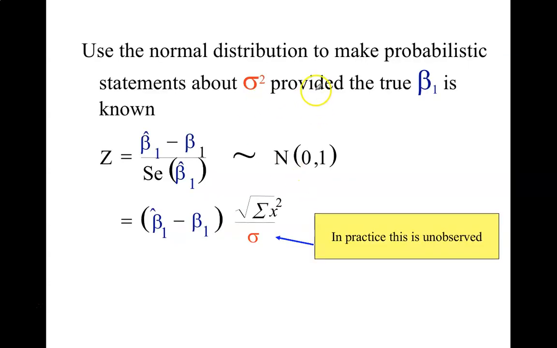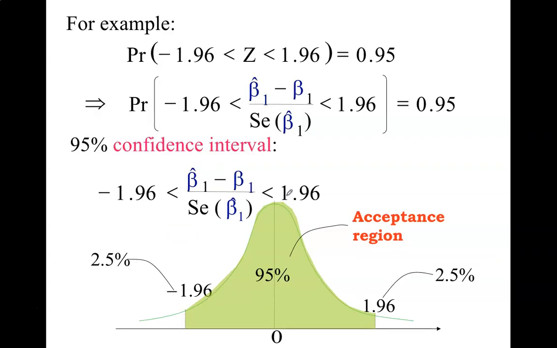Right, so this is using the normal distribution to make a probabilistic statement about the variance, provided the true betas are known in such a way, right? So we estimate the variance in such a way so that we can know what the true betas are, right? The calculation of betas here. So this is the example of it.